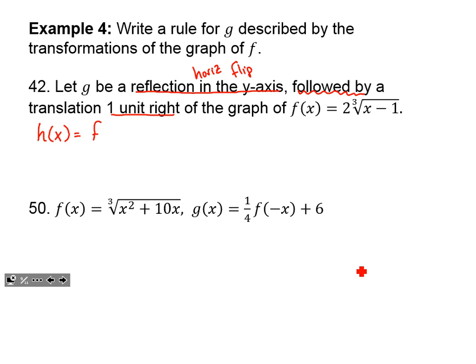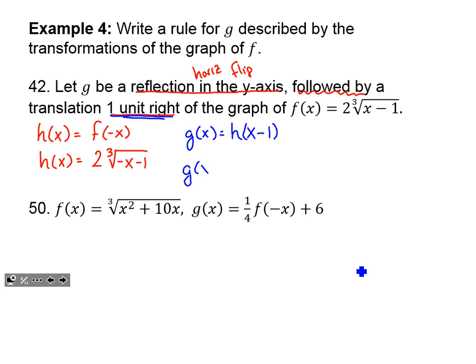I do that by taking function f and flipping the input. So h of x is really going to be 2 times the cubed root of -x minus 1. Now let's do the followed-by part, the 1 unit right. Well, now g of x is going to be my result from last time, h of x, but I need to adjust the input to go 1 unit right. That means x minus 1 for an input.